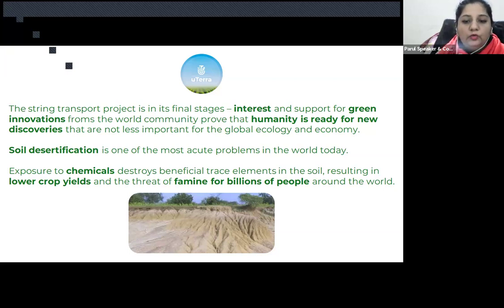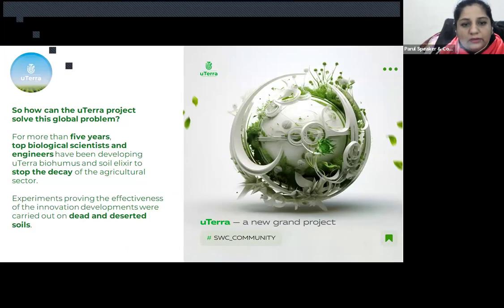So what to do with that? That's the responsibility the uTerra project has taken on: to give life to this dead soil. How can the uTerra project solve this global problem? What will be its role? We call it a new grand project. For more than 5 years, top biological scientists and engineers have been developing uTerra biohumus and soil elixir to stop the decay of the agriculture sector.